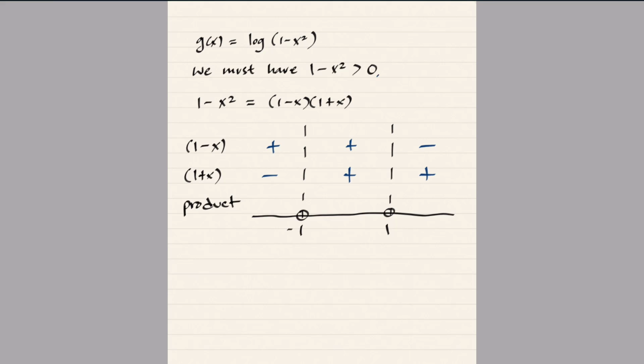Now, as far as the product is concerned, you know that if you multiply two positives or two negatives, you get a positive product. And so as far as where we're positive here, it's going to be as follows. Positive times negative is negative. Positive times positive is positive. And negative times positive is negative. And so you can see here that we're positive, as we said, in between -1 and 1. And so that's the domain of this function.